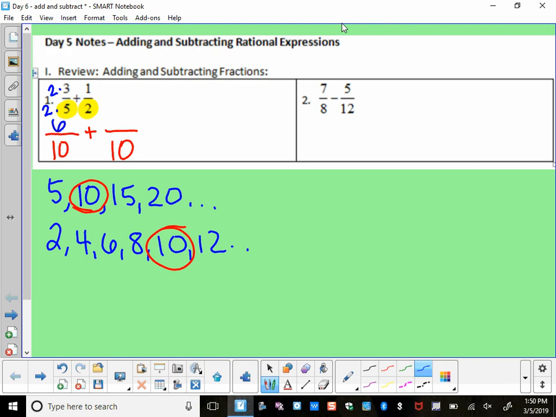Alright, for my second fraction, I have 2, and I need to get the 10. I'm going to multiply by what? 5. What I do to the bottom, I do to the top. And 1 times 5 is? Now I can add straight across because I have like denominators. So what's 6 plus 5? 11. Good.